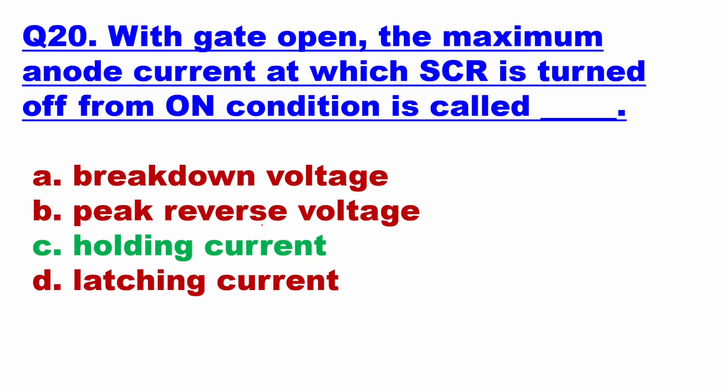With gate open, the maximum anode current at which the SCR is turned off from the on condition is called the holding current. This is very important.